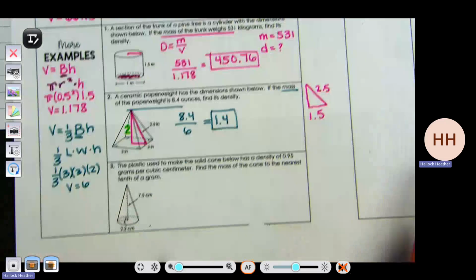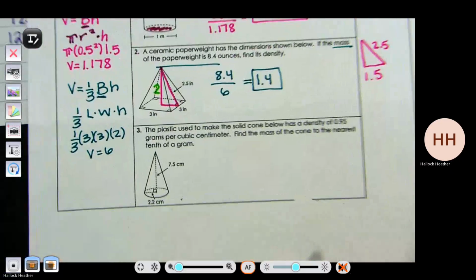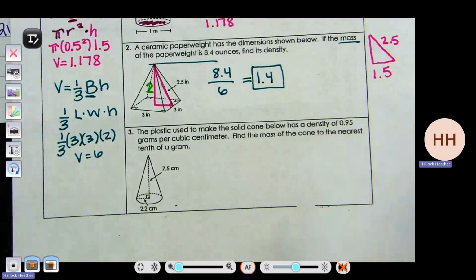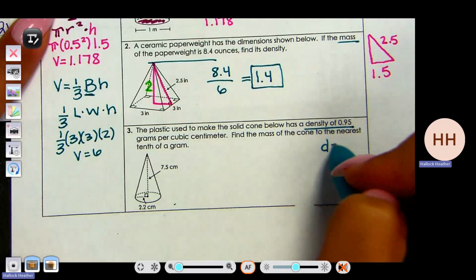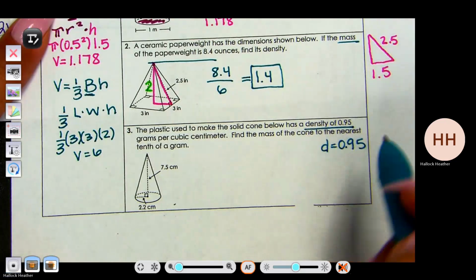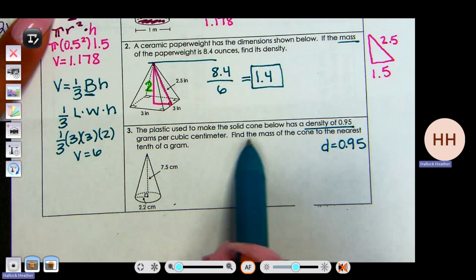Perfect. Okay, we're doing one more and that's it. Okay, so 3 is a little bit different. It says the plastic used to make a solid cone below has a density. So this time I'm given the density. The density is 0.95 grams per cubic centimeter. So I'm going to put that off to the side. Find the mass.